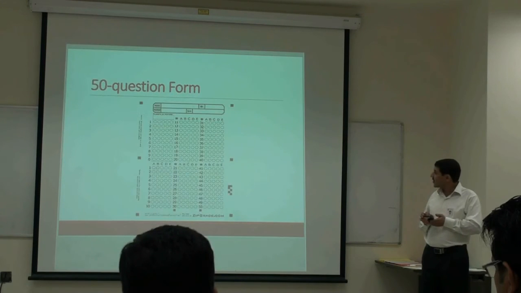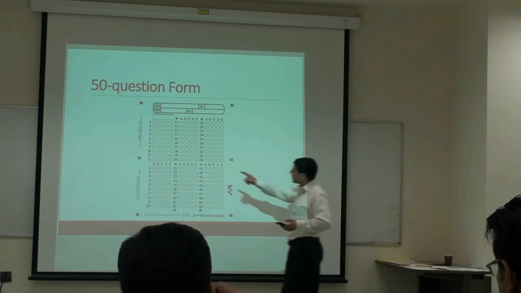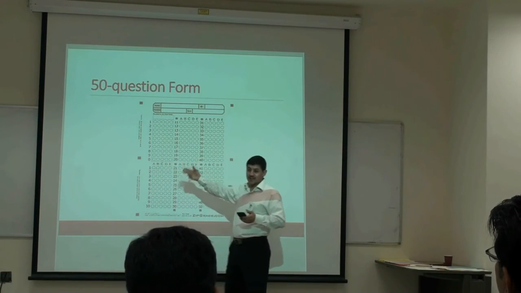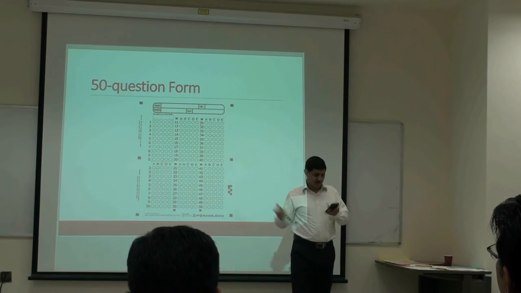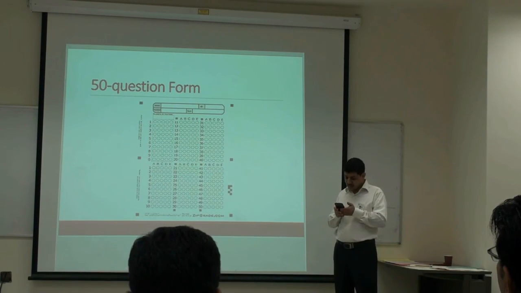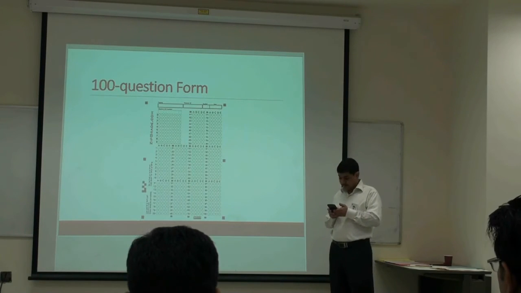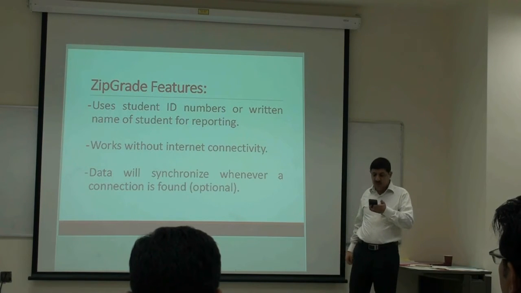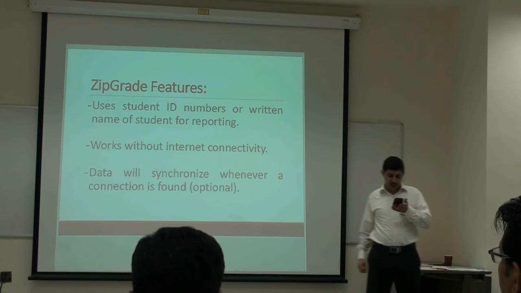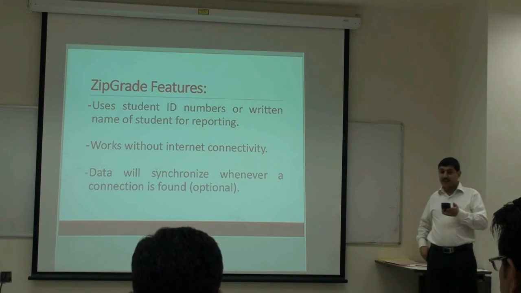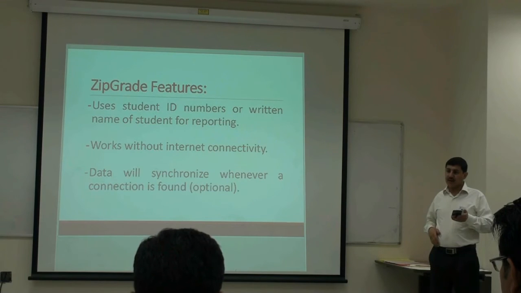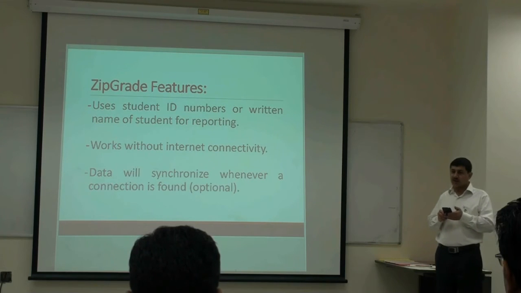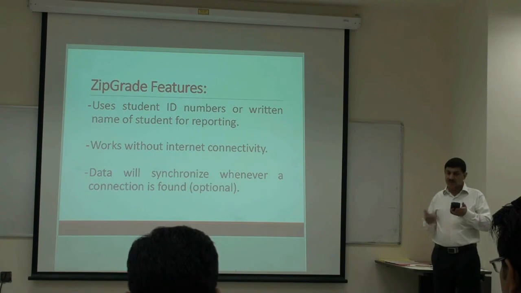This is the 50 question form, and you can see here the student ID. So you can add student ID and it recognizes it and displays the name of the student. Here the 100 question form. It uses student ID, as we said. Okay. It works without an internet connection, so you don't need to be connected to the internet. The data will synchronize if you set up an account in this app. So data will synchronize with your cloud account, so you can browse it from anywhere.